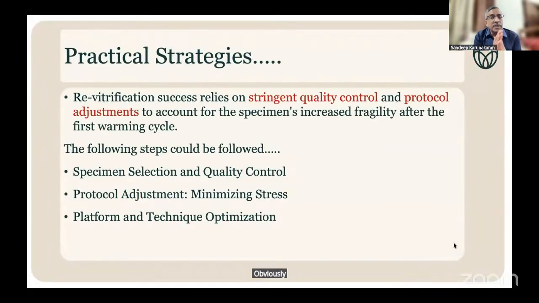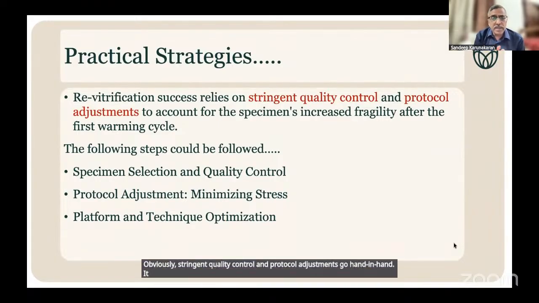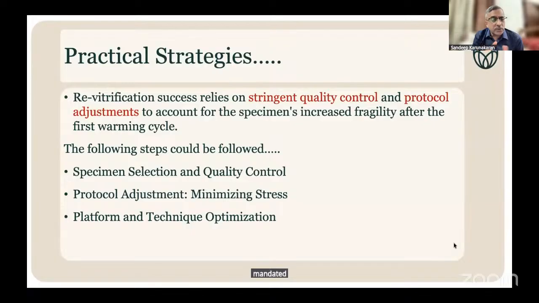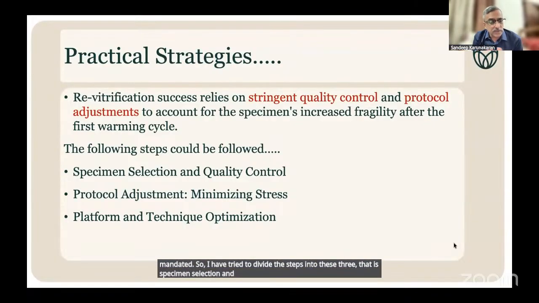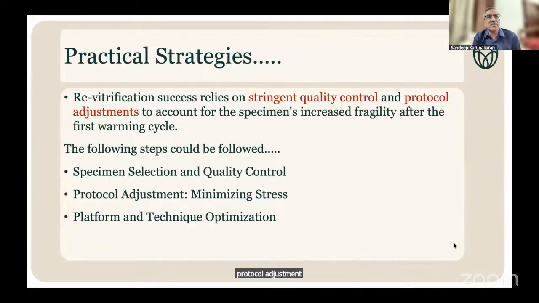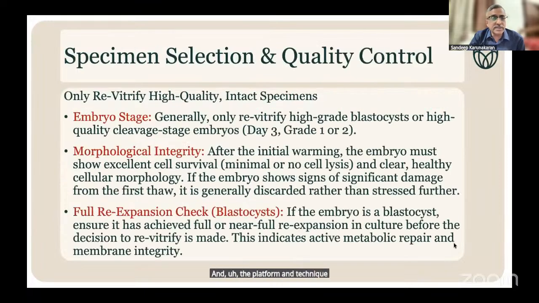Obviously, stringent quality control and protocol adjustments go hand in hand. It must be mandated. So I have tried to divide the steps into three: specimen selection and quality control, protocol adjustment and some ways of minimizing stress, and platform and technique optimization.